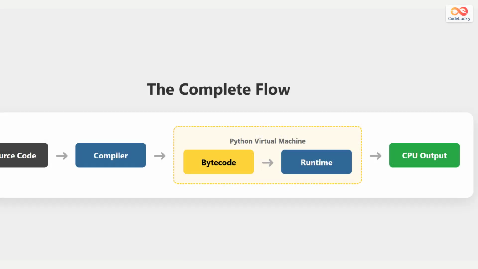To recap, your source code is compiled into bytecode. That bytecode is loaded into the Python virtual machine. The virtual machine reads the instructions and executes them, interacting with the CPU and operating system to give you your final output.